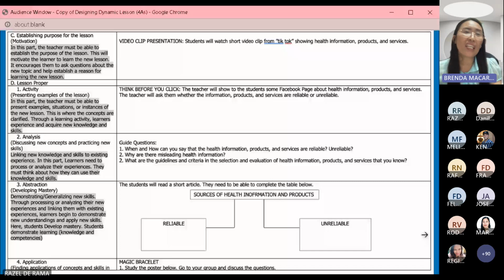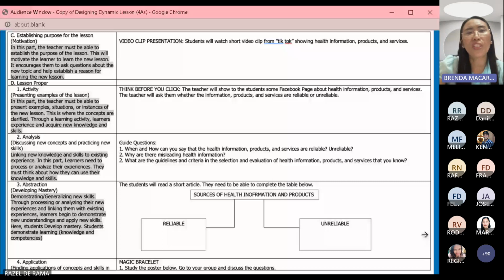So, dun sa format na ginagamit natin, diba, may nakalagay doon, presenting examples of the lesson. Okay? So, that is the activity, presenting examples of the lesson. In this part, the teacher must be able to present examples. Dito kayo magpe-present ng examples, ng situations, or instances of the new lesson. This is where the concepts are being clarified. So, through a learning activity, learners experience and acquire new knowledge and skills.